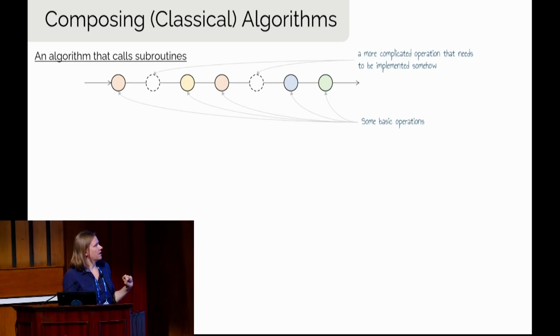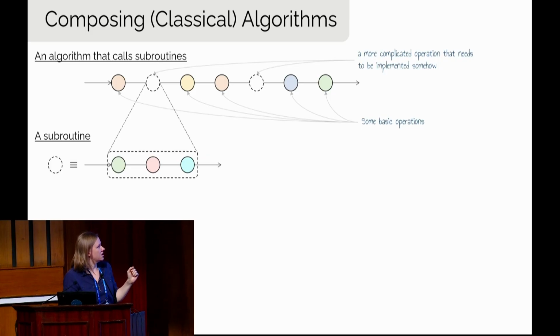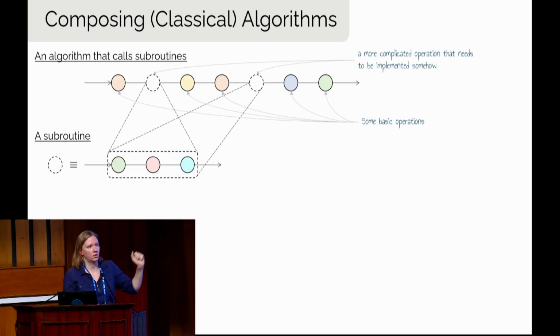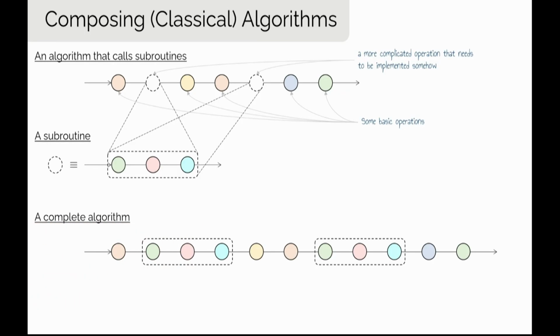So in order to complete this algorithm, you need a subroutine that implements this dashed circle. You can use the subroutine to fill in these dashed holes in the algorithm. And it's understood here that if you take this subroutine and fill it in everywhere there's a hole in the algorithm, you would get a complete algorithm that's fully specified in terms of basic operations. There are a number of reasons why you might want to do this.